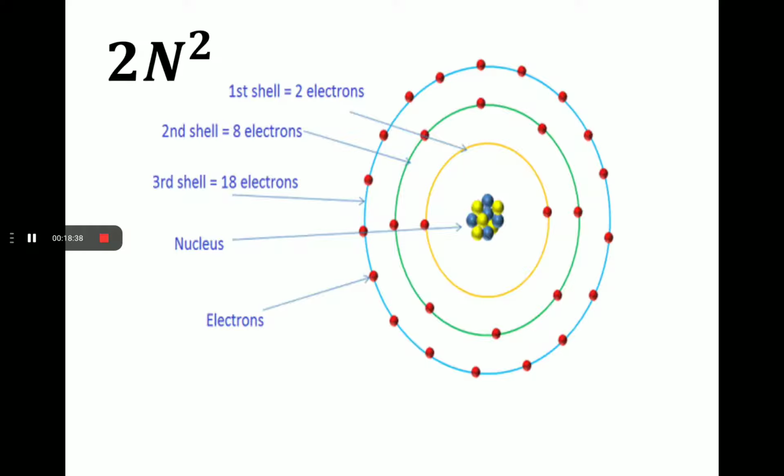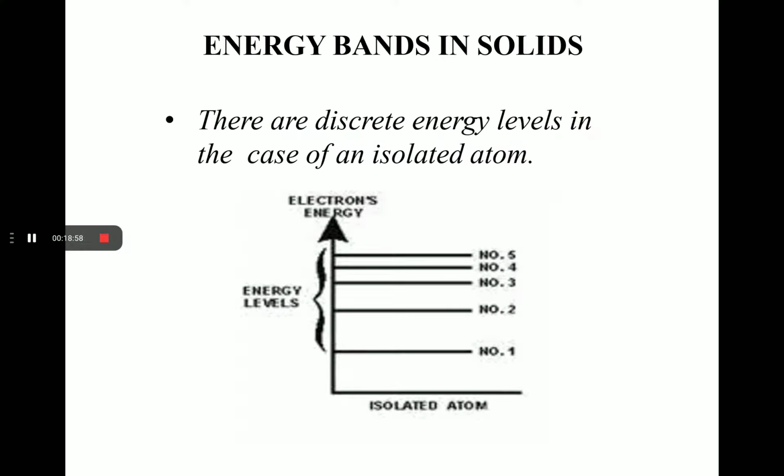So this is the electronic structure. If it is a semiconductor or any crystalline structure, the first orbit will have 2, then 8, and then the filled condition is 18. So this is the energy band in a solid.